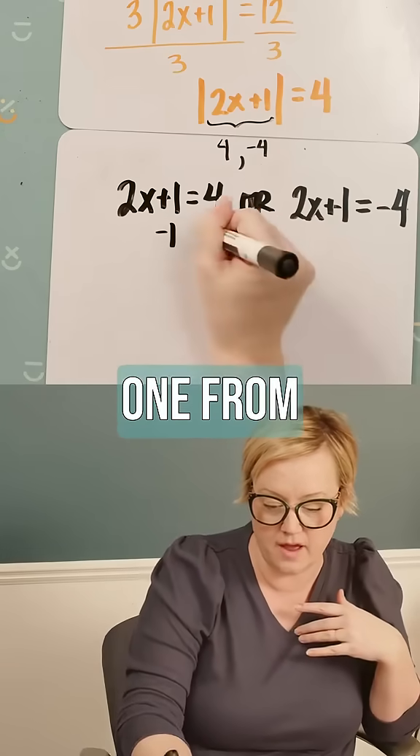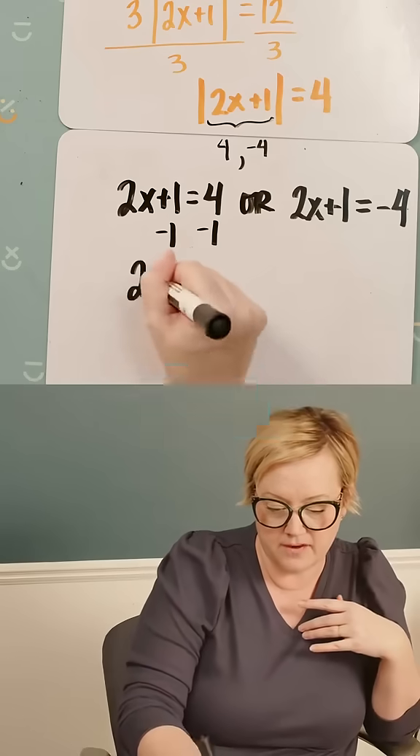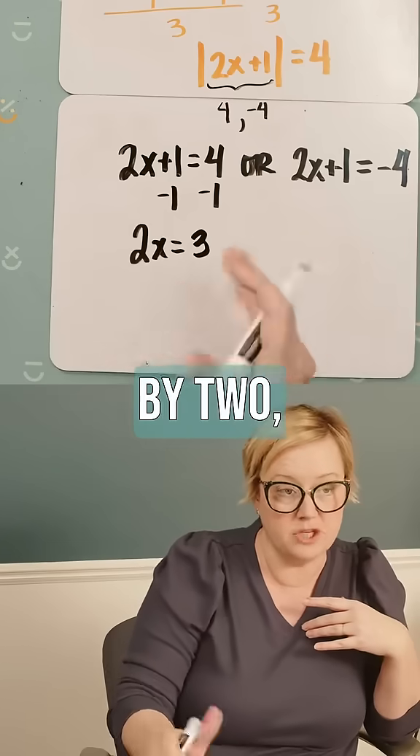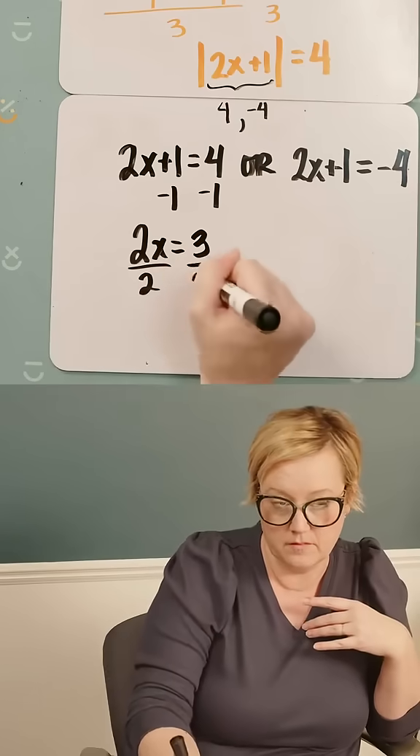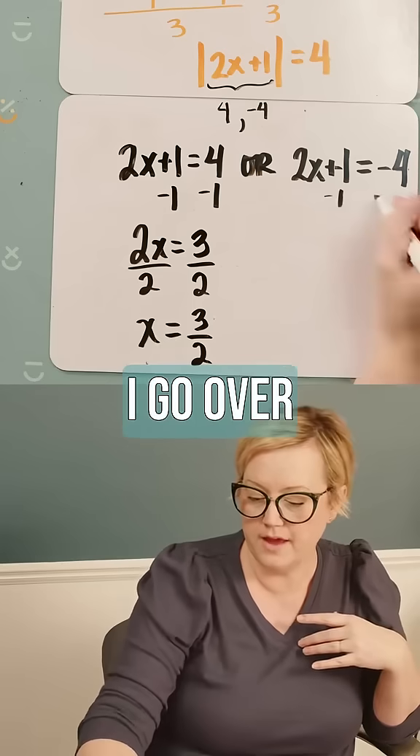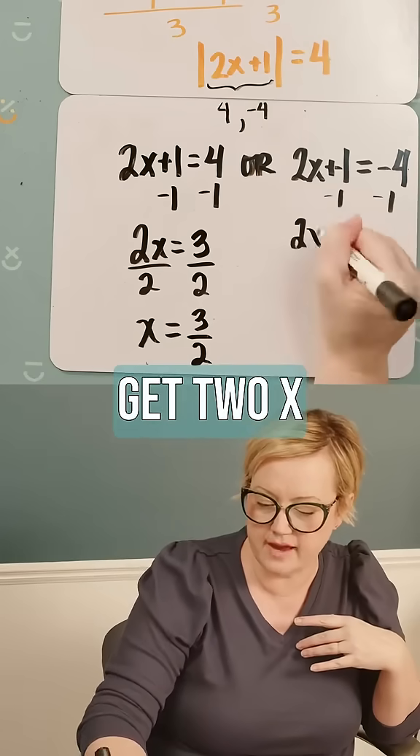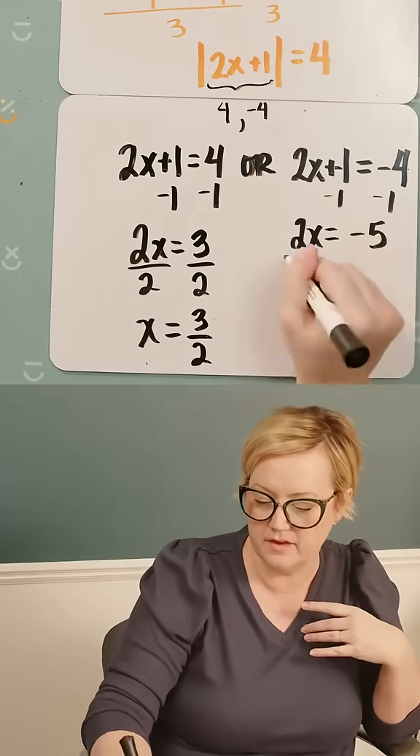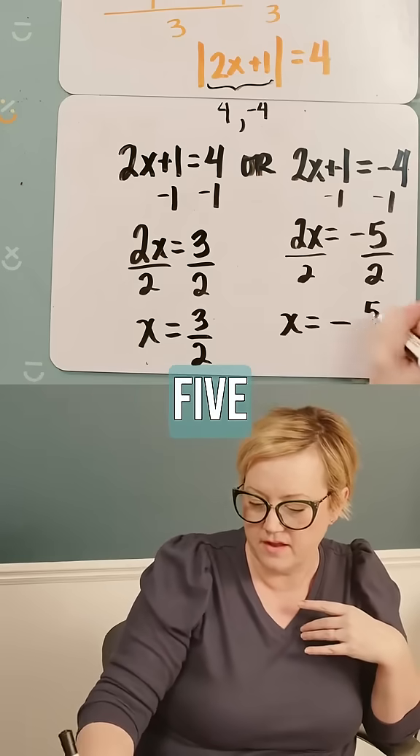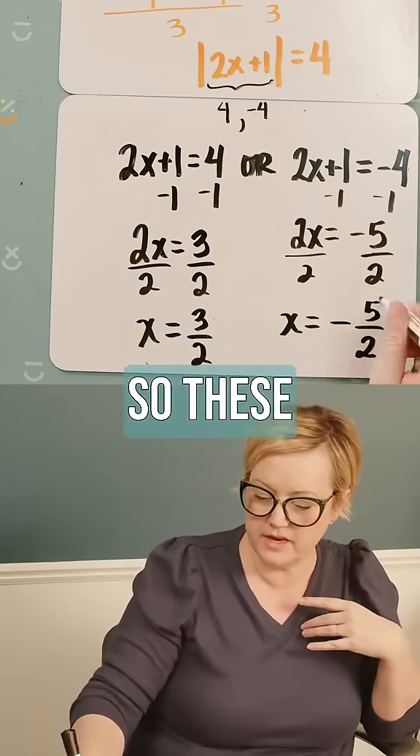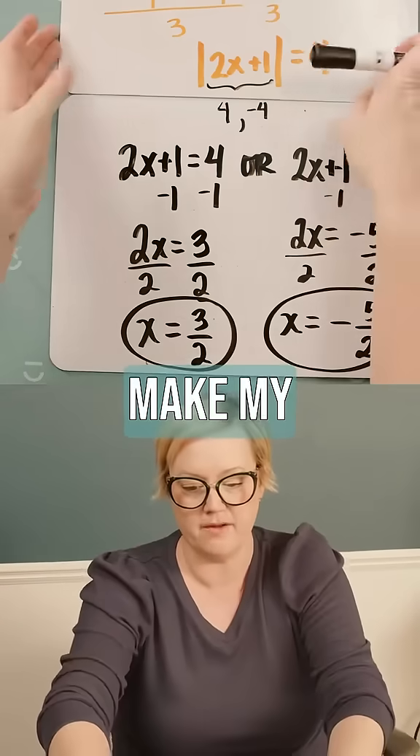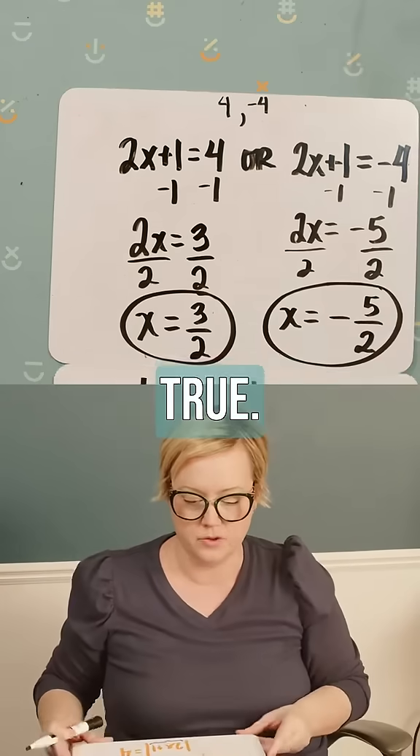So if I subtract 1 from both sides, I've got 2x equals 3. And then I would divide by 2, and I would get x equals 3 over 2. I go over here and I get 2x equals -5. Divide by 2, divide by 2. So I get x equals -5 over 2. So these are my solutions. Either one of these values is going to make my original problem true. That's mathed up.